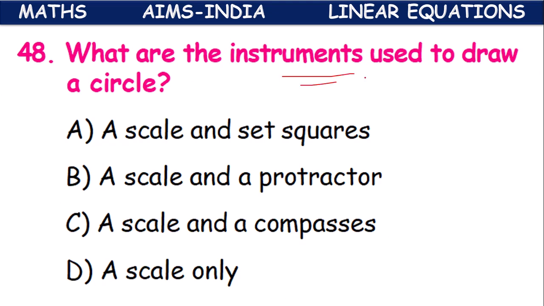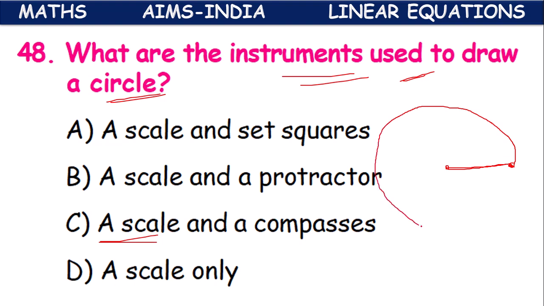What are the instruments used to draw a circle? For drawing a circle, we need a scale for measuring the radius. After that, with the help of a compass, we can draw a circle. So a scale and compass, C option.